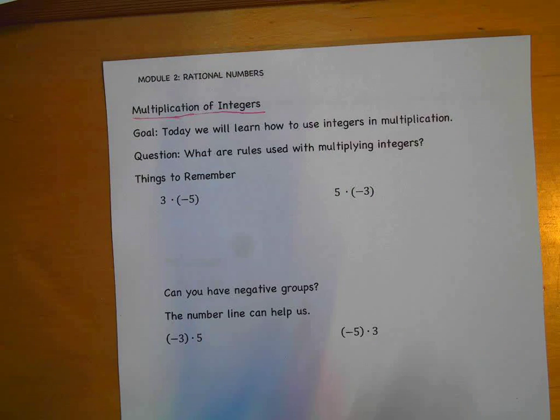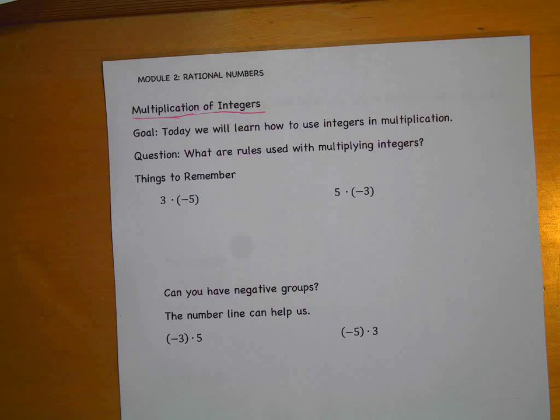What you can remember is we have been working with integers and rational numbers, and we have learned how to add them. We've learned how to subtract them, and today we are going to learn how to multiply them. So the question that I want you to be thinking about when you are listening during this lesson is, what are rules used with multiplying integers? We're going to come up with some rules by doing, and then you'll be able to understand what they are once we get finished.